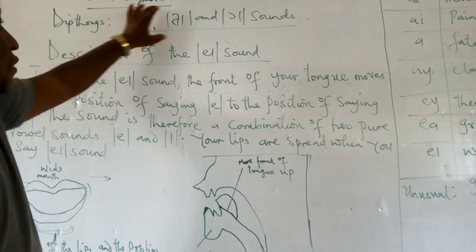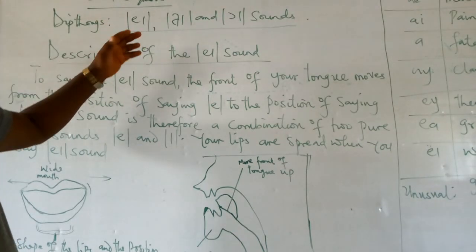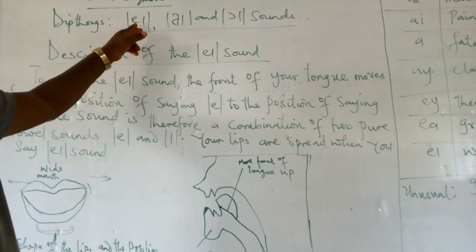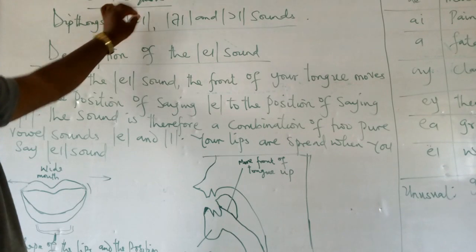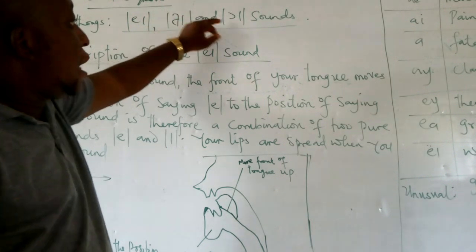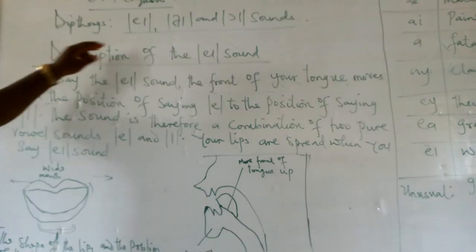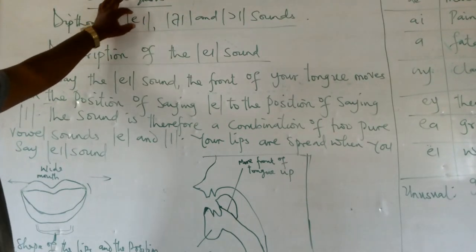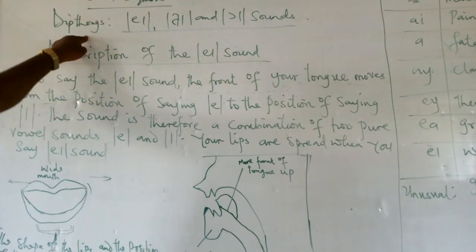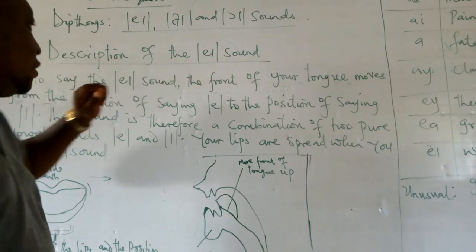When you look at the sounds on the board very well, you discover that we have two different pure vowel sounds coming together to form a single sound, just as we have it in A and E, making it A. We have the A and the I, and we have the O and the I, which is OI. So, when you have two different pure vowel sounds coming together to form a singular sound, we refer to it as a diphthong.